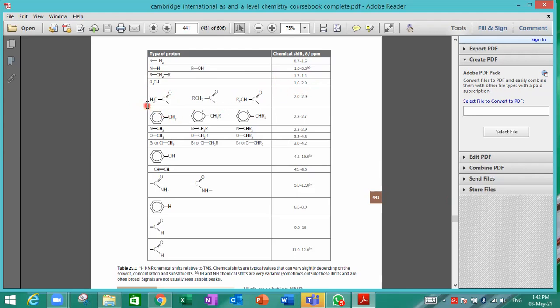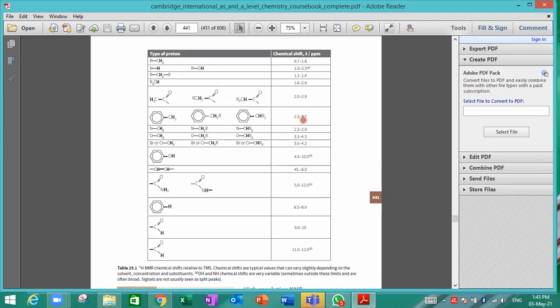If we have a hydrogen that is bonded to a carbon bonded to a C double bond O, then this hydrogen would appear between 2 to 2.9, or if it is bonded to a carbon that is bonded to a C double bond O from one side and an R group from the other, then all of these will appear in this range. Understand me? If we have a benzene ring and we have hydrogens bonded to a carbon that is bonded to a benzene ring, then it will appear between 2.3 to 2.7.